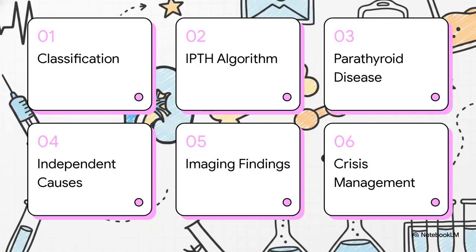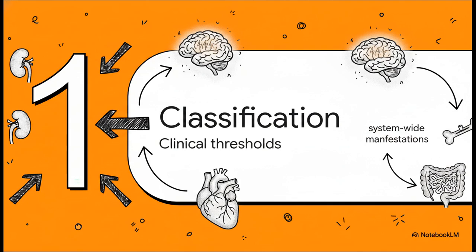We'll be moving from classifying presentations to the IPTH algorithm, then diving into parathyroid-dependent disease, parathyroid-independent mechanisms, radiographic findings, and finally, crisis management. All right, let's kick things off with Section 1, Classifying Hypercalcemia and Presentations.